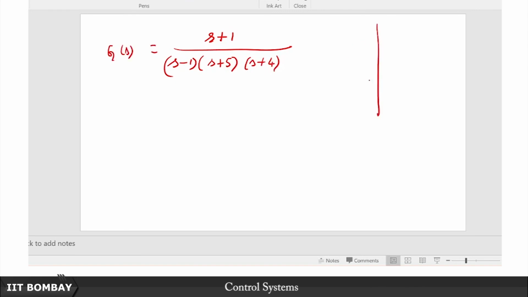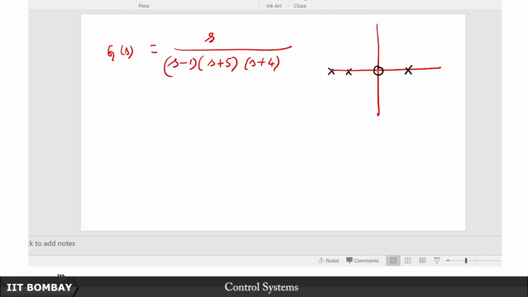So then my root locus, you see, would look something like this. I have a zero at the origin itself, and a zero here, and then I have poles at minus 4 and minus 5.